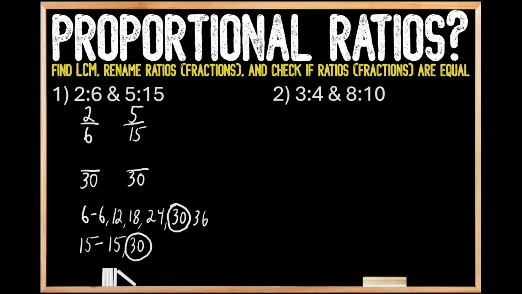Just like when we're renaming fractions, we need to make sure that we keep these ratios equivalent by multiplying our numerator, or in this case our top term, by the same value that we had to multiply our bottom term, or denominator, by in order to get 30. For the first ratio, we had to multiply our bottom term of 6 by 5 to get 30. So we're going to do the same thing to our top term, which is 2 times 5, giving us 10 for the equivalent ratio of 10 to 30.